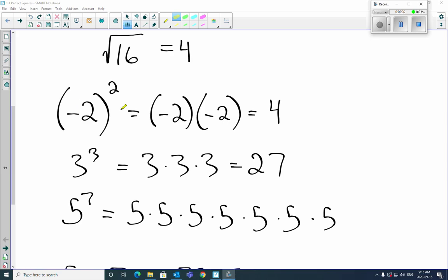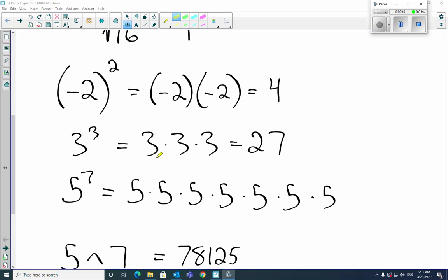So -2 in brackets squared. That means -2 times -2, right? And a negative times a negative is a positive. 2 times 2 is 4. 3 to the 3 means 3 times 3 times 3, right? It doesn't mean 3 times 3 here. It's 3, the base, times itself 3 times, which would be 27.